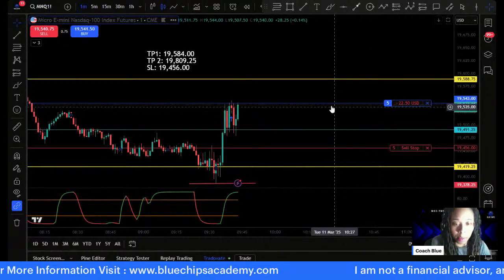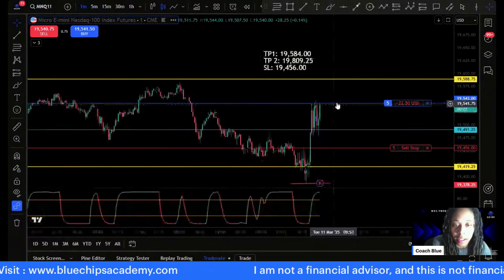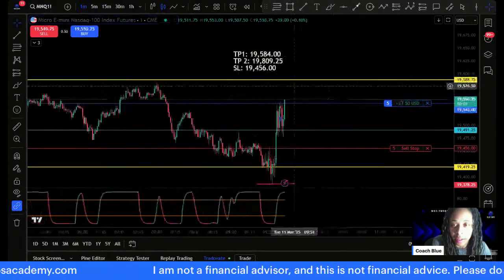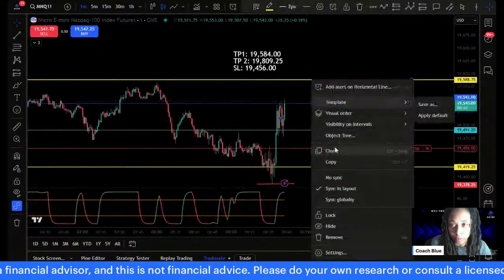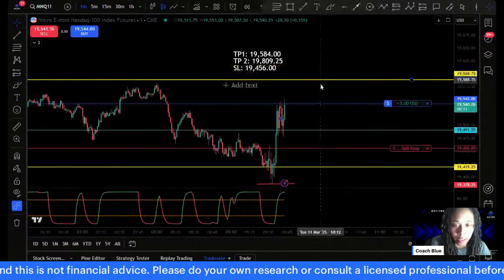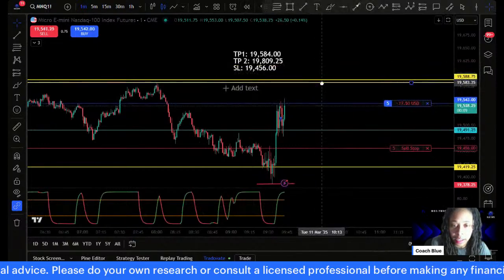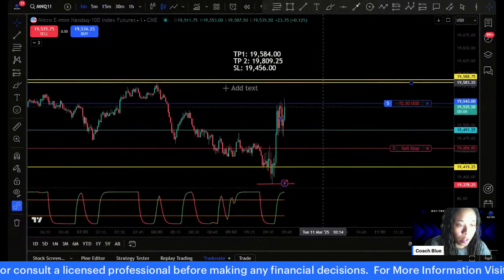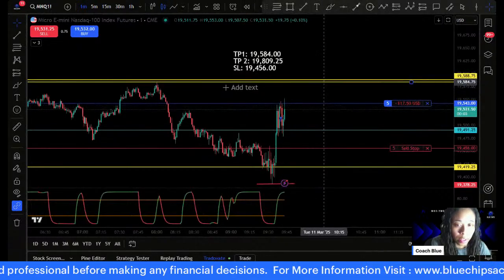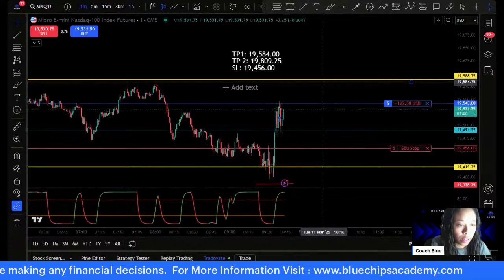Here's our TP1 up here. Let me just put a little line right there for TP1. If we break past here, that's a good little move. 1584 even was our TP.